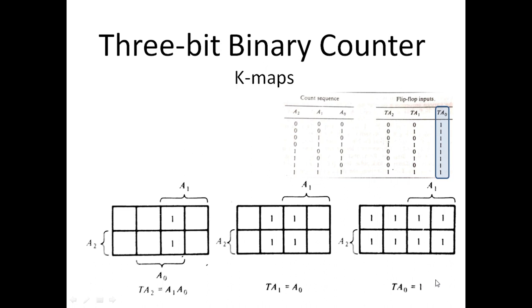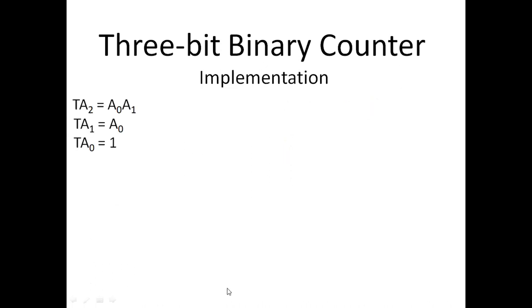So we have achieved the simplified form of the 3 Boolean functions written here. The equation for TA2 is A0 A1. The equation for TA1 is A0, and the equation for TA0 is 1. So now we can implement these 3 Boolean functions to create inputs for the 3 T flip-flops.